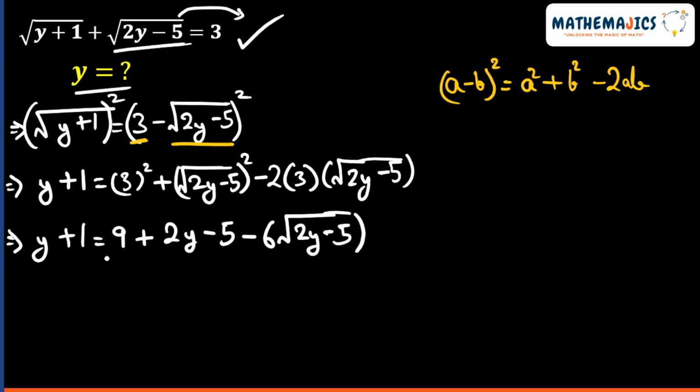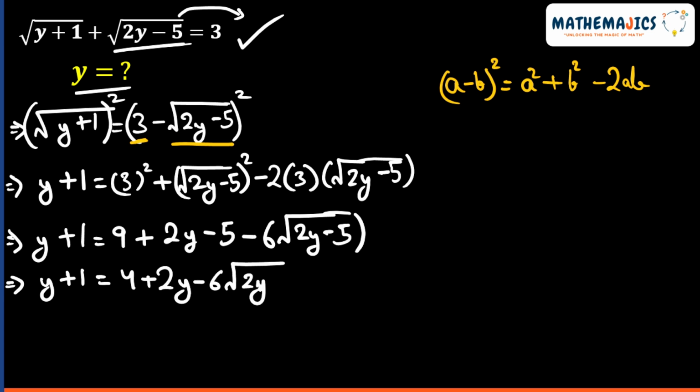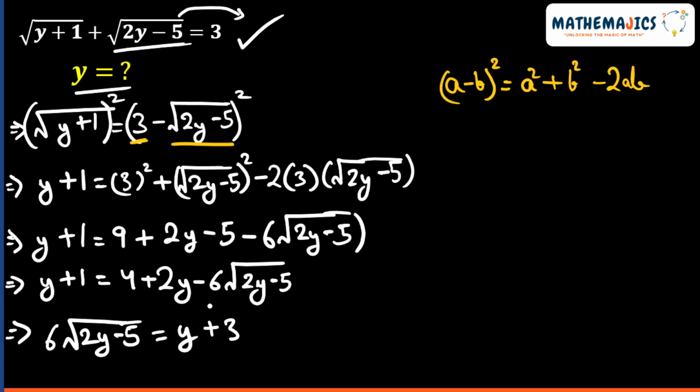Okay. Now after this step, we will simplify further. If we simplify further, we will be getting y plus 1 equals 4 plus 2y minus 6 under root 2y minus 5. So let's simplify this further. We will be left with 6 under root 2y minus 5 on one side, and on the other side we will be left with y plus 3. Okay, so we have sent this term on the left hand side and brought y and 1 on the right hand side. So we are left with y plus 3.